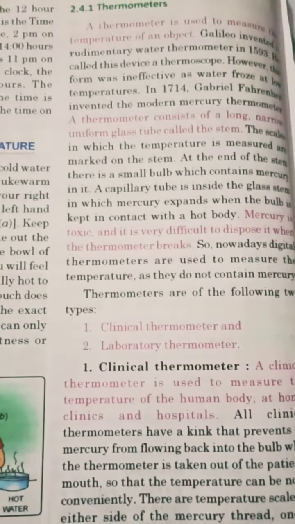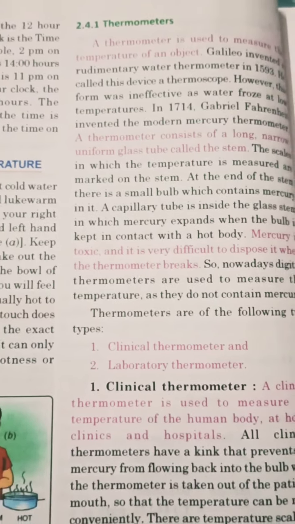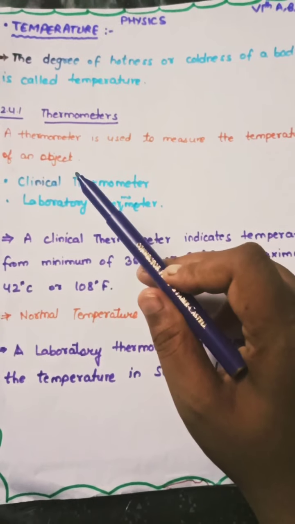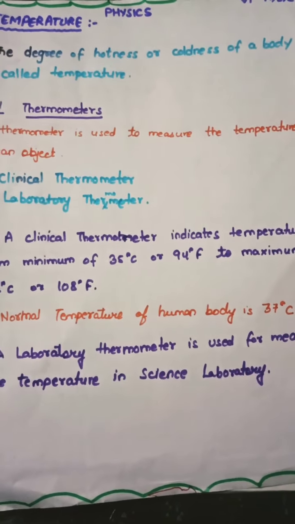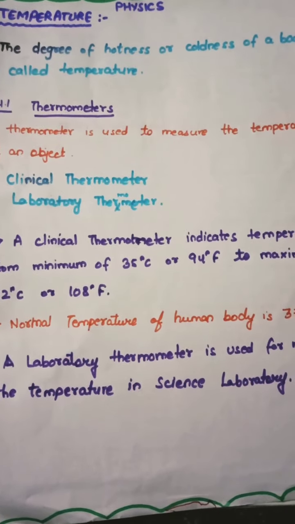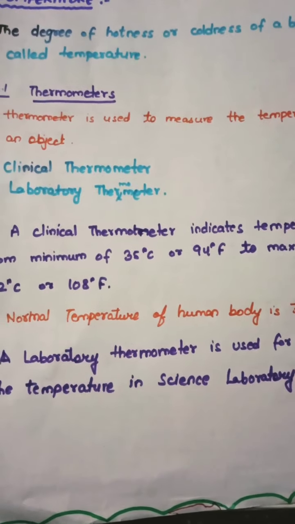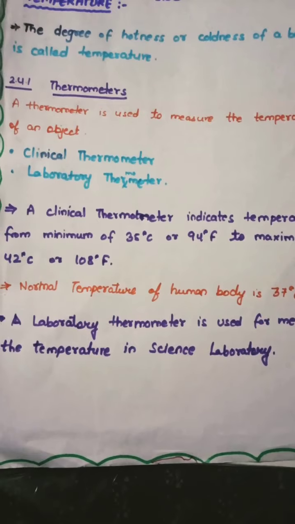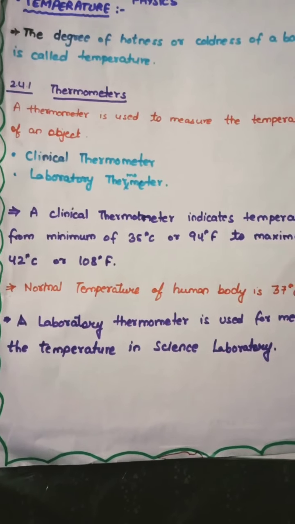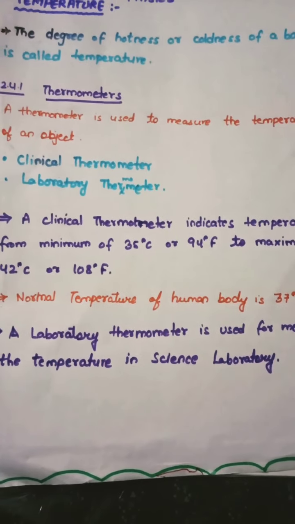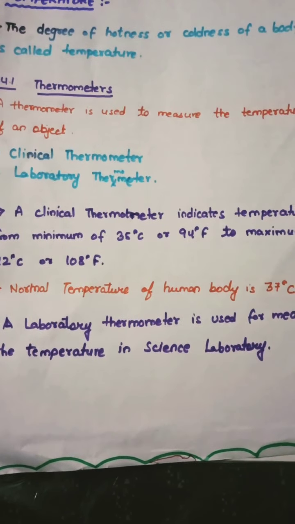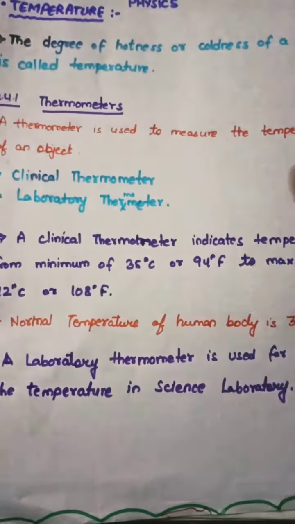Now thermometers. A thermometer is used to measure the temperature of an object. Whatever the object, if we put this thermometer in a cup of tea, it will also measure, right? But we should not do it because the temperature of tea is much higher, and our thermometer might burst after doing that. I just mean to tell you that a thermometer can measure the temperature of any object, right?